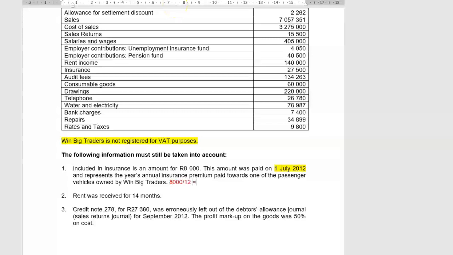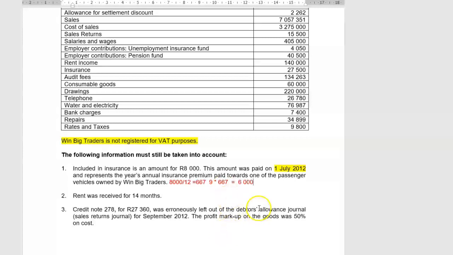So if I'm going to work out what it is per month, I can work it out 8,000 times divided by 12, and that then gives us a total of 667 per month. How many months was prepaid? Now we have prepaid this whole payment on the 1st of July. So that gives us a total of 9 months that was prepaid. So 9 months times 667 equals then a total of 6,000 Rand.